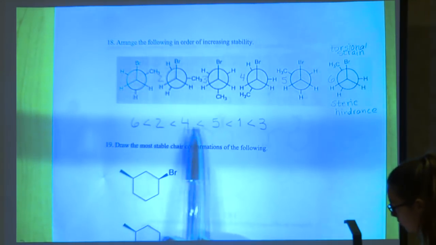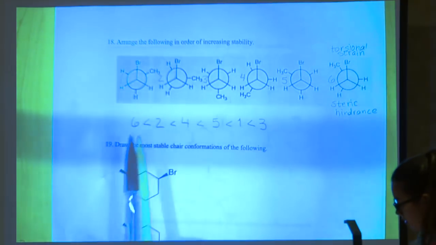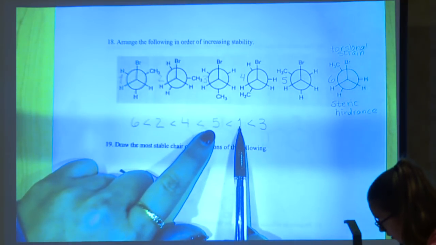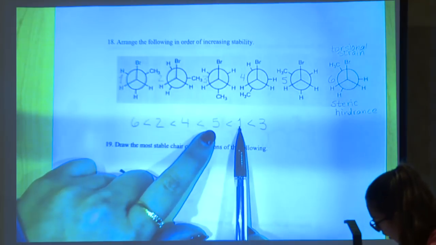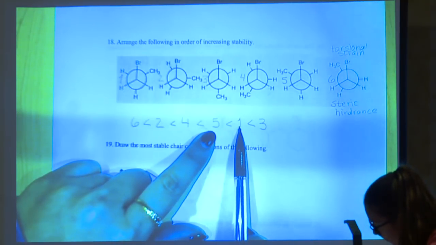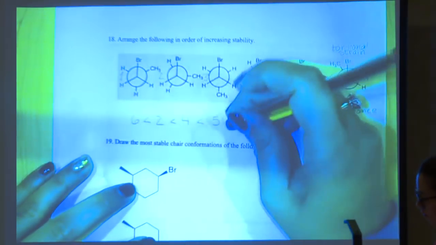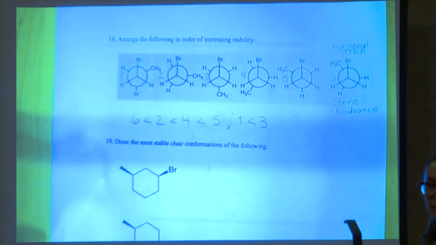Four is less stable than 5. 1 is more stable than 5. Oh, yeah, it wouldn't be. They'd be the same. So just look at the torsional and steric strain and look at whether it would rotate, or when it rotates, if it's gauche or what's the other one? Okay, good. Yeah.